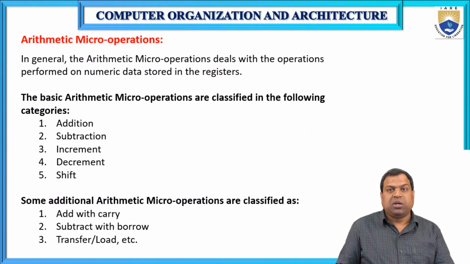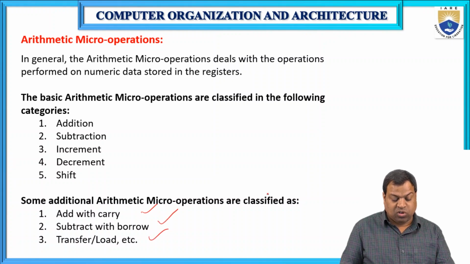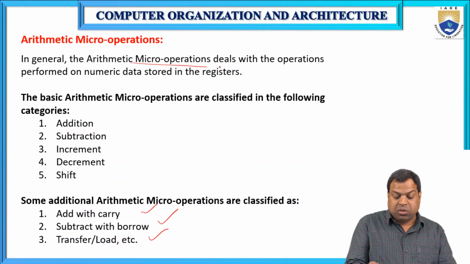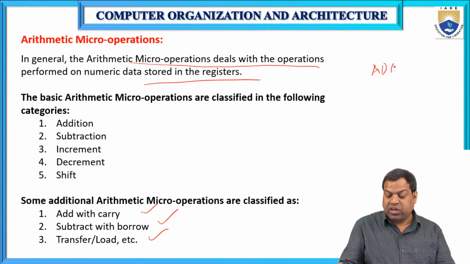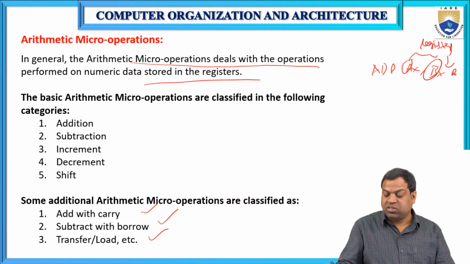In general, the arithmetic micro operations deal with the operations performed on numeric data stored in the registers. The basic arithmetic operations are classified in the following categories: addition, subtraction, increment, decrement, and shift operations. Some additional arithmetic micro operations are classified as add with carry, subtract with borrow, transfer, load, etc. When I go for add ax, bx, I am using registers with particular data.